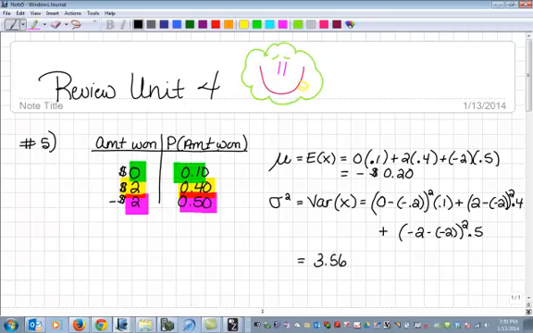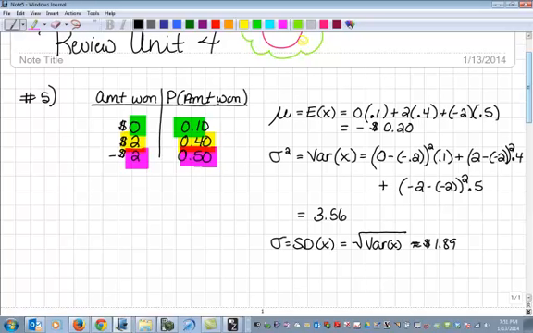So when I figure all that out, my variance ends up being 3.56. Okay, notice there's no units with this because that would be 3.56 squared dollars, and that doesn't really make sense. So now if I want my standard deviation, that just equals the square root of your variance. So in this case, it would be the square root of 3.56, which is about $1.89. Notice I have units now because it's dollars. All right, so that was part A.